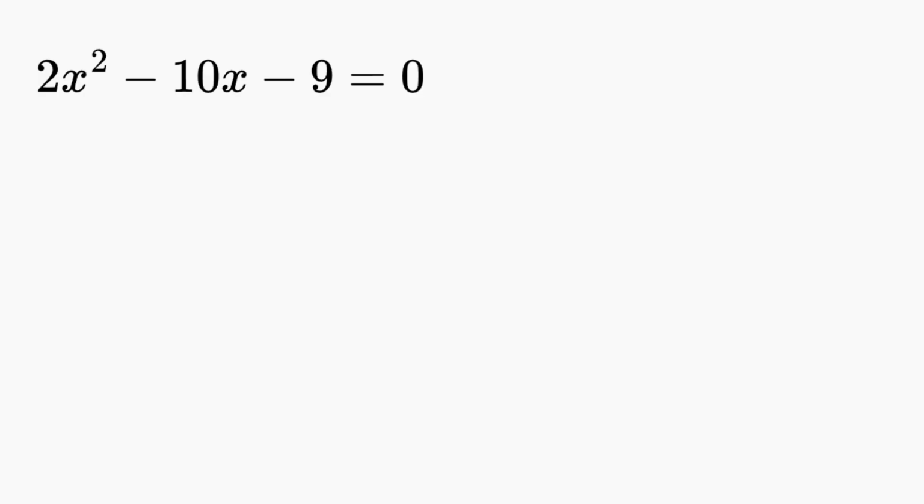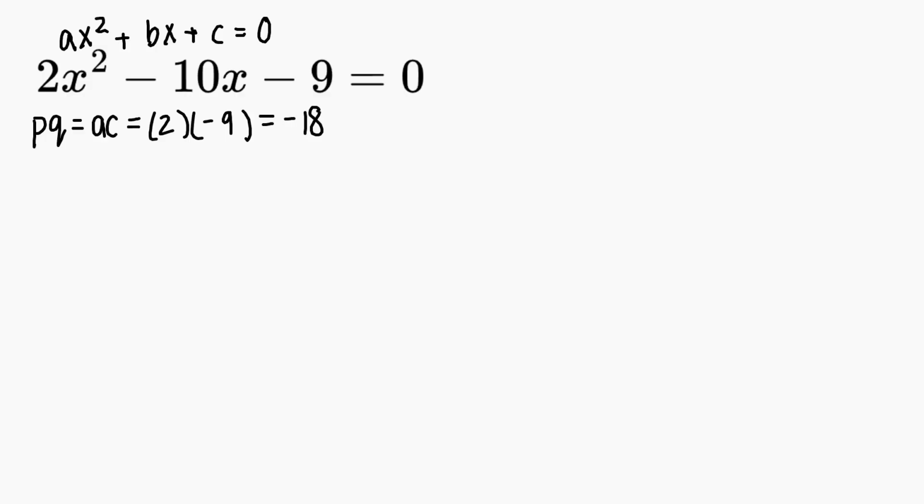Here we have 2x squared minus 10x minus 9 equals 0. Let's start with checking whether it's a special product. It's not the difference of squares, and it's not a perfect square trinomial, which means we can start with the AC method. This is ax squared plus bx plus c equals 0. So we know p times q should be equal to ac, which is 2 times -9, which is -18. And p plus q is going to add up to b, which in this case is -10.